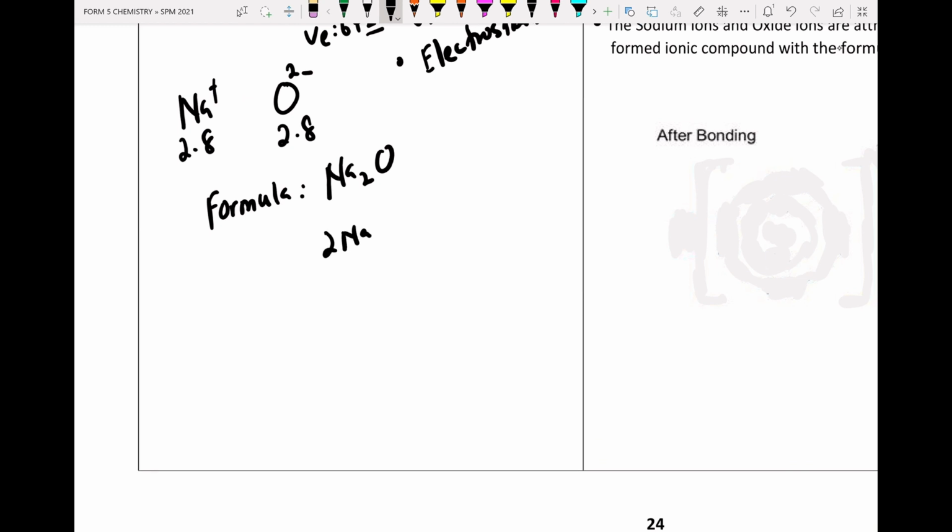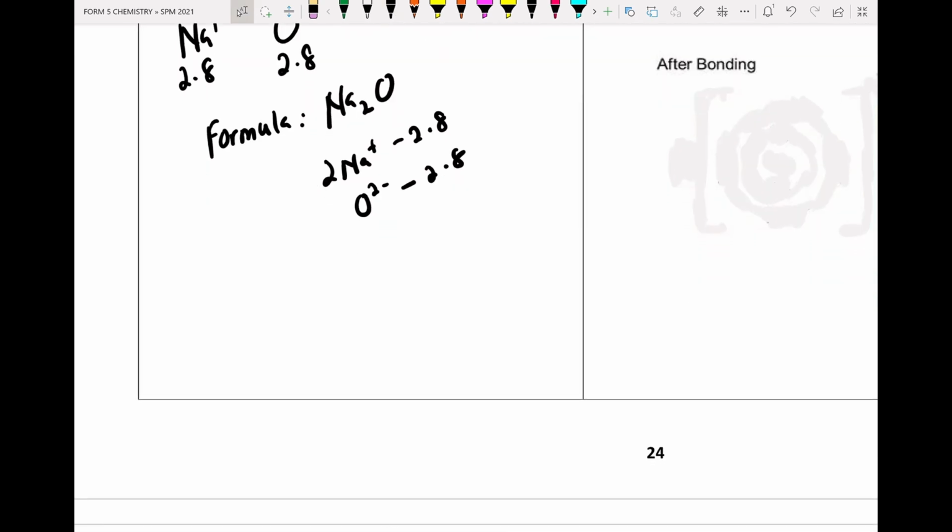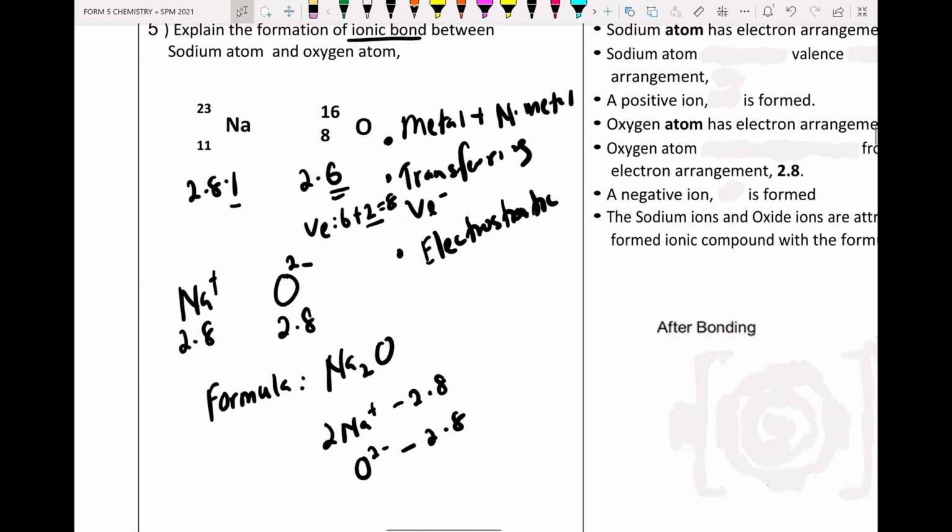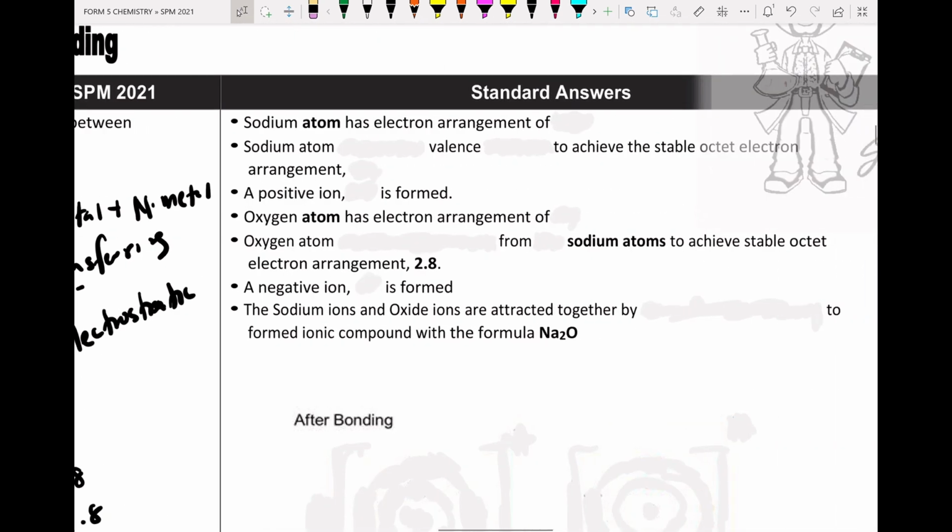So we have 2 sodium ions with 2.8 and one oxide ion with 2.8. Both ions achieve stable octet electron arrangement. So how to explain this one in essay form?